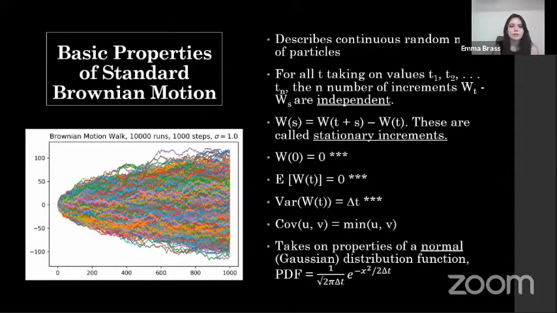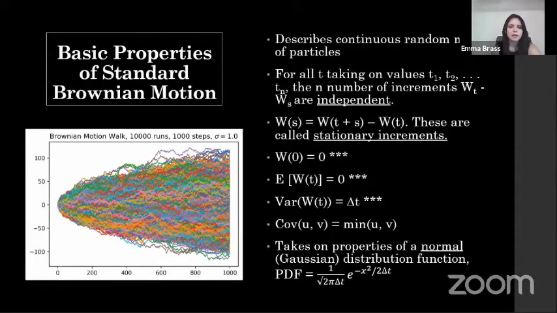So let's go through each of these here. For all times taking on values t sub 1, t sub 2, all the way through t sub n, the n increments W_t minus W_s are independent. So what is this saying? Basically that there is no overlap between increments.